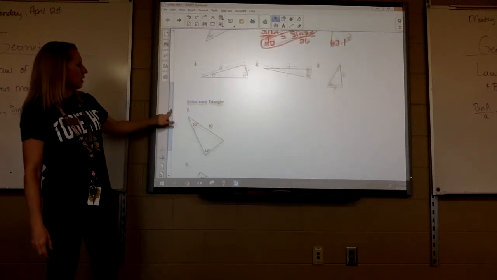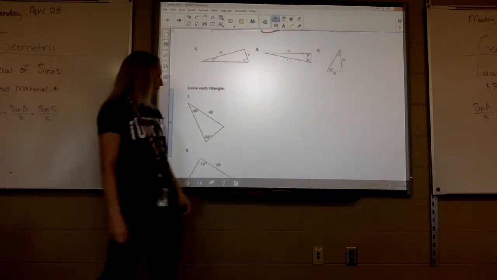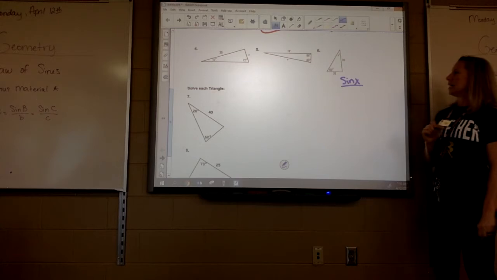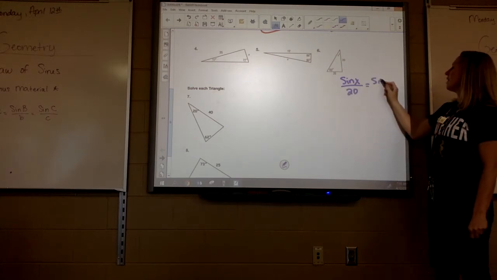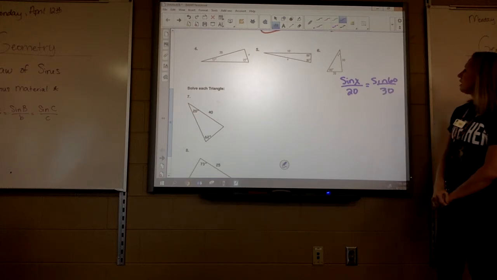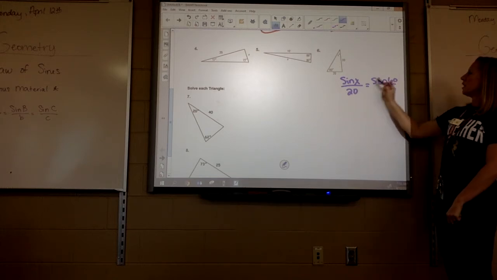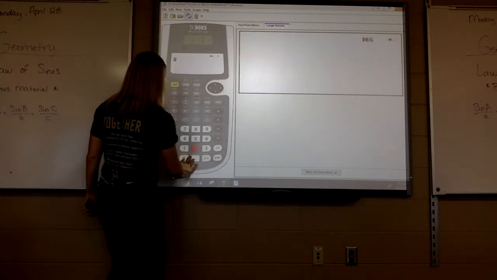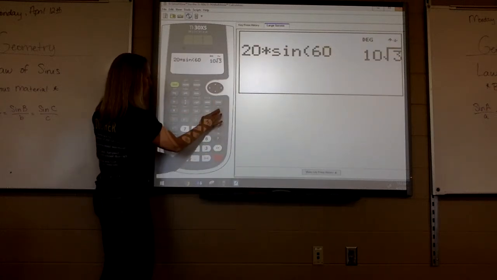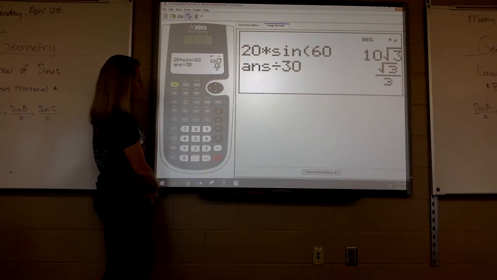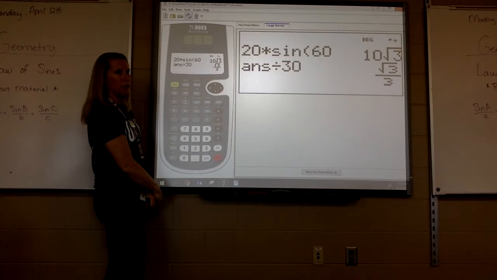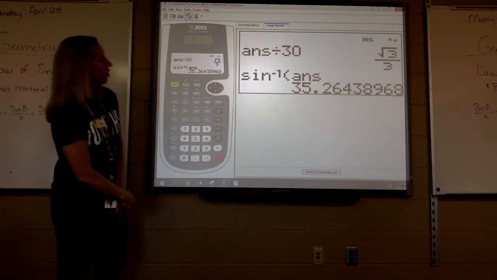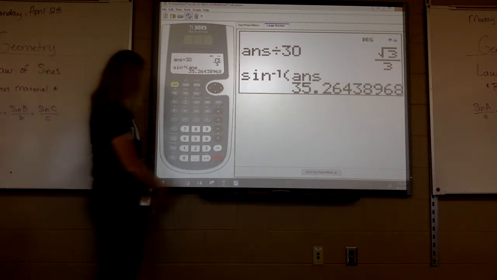All right. And I'll do 7 and 8 with you guys too. Okay, so sine x over, what's the opposite side? 20, and then sine 60 over 30. So you multiply the 20 times the sine 60, divide by the 30. 20 times sine 60, divide by 30. Now what do I do? Second sine, second answer. 35.3 degrees.